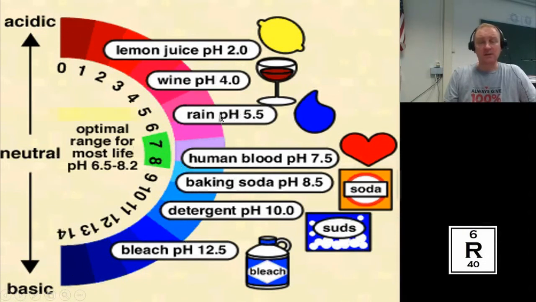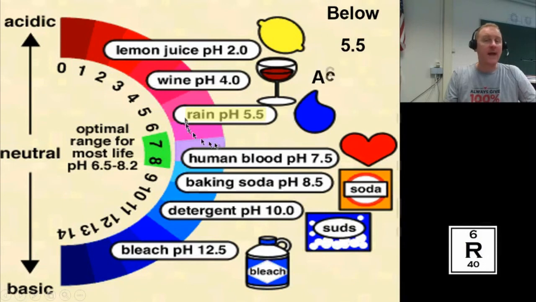Let's analyze a little bit here about rain. Rain has a pH of 5.5, but if you get below 5.5, we call it acid rain because it's becoming more acidic. And acid rain is very, very harmful to plants because plants do not have any type of organs that can filter out this higher acidity. We can drink things like lemon juice and wine because we have our liver, we have kidneys.